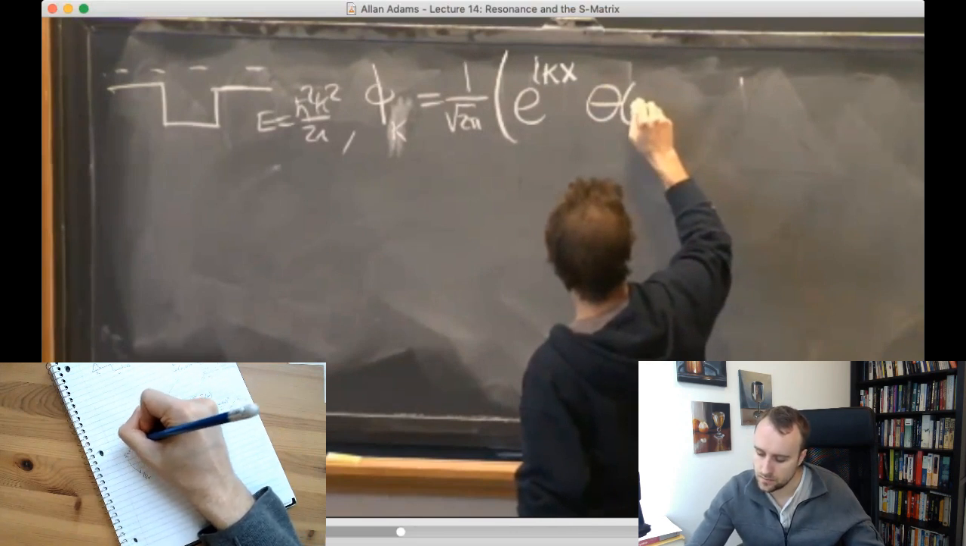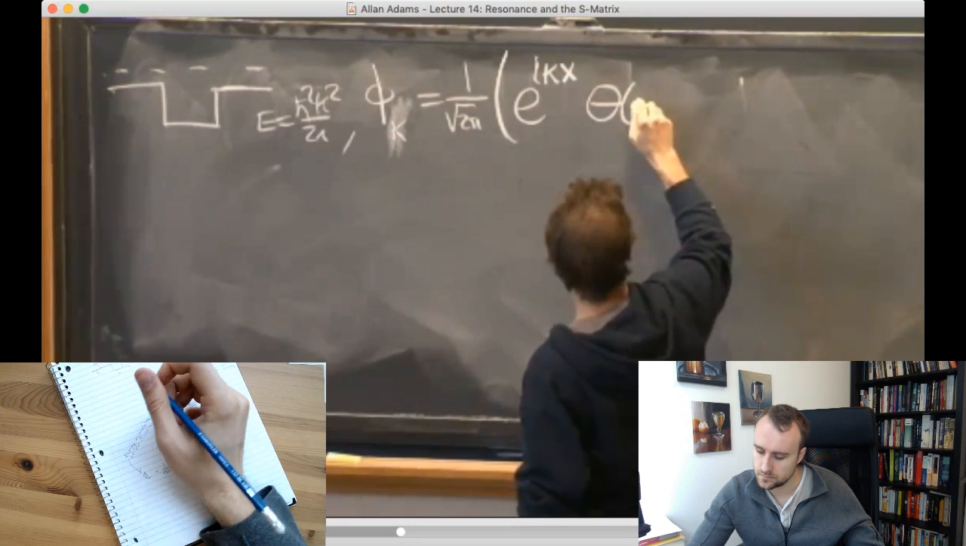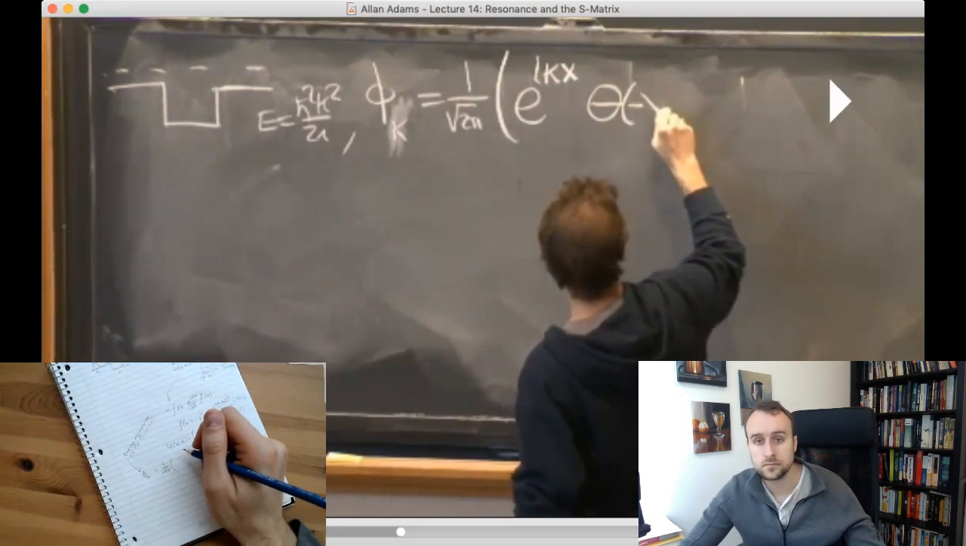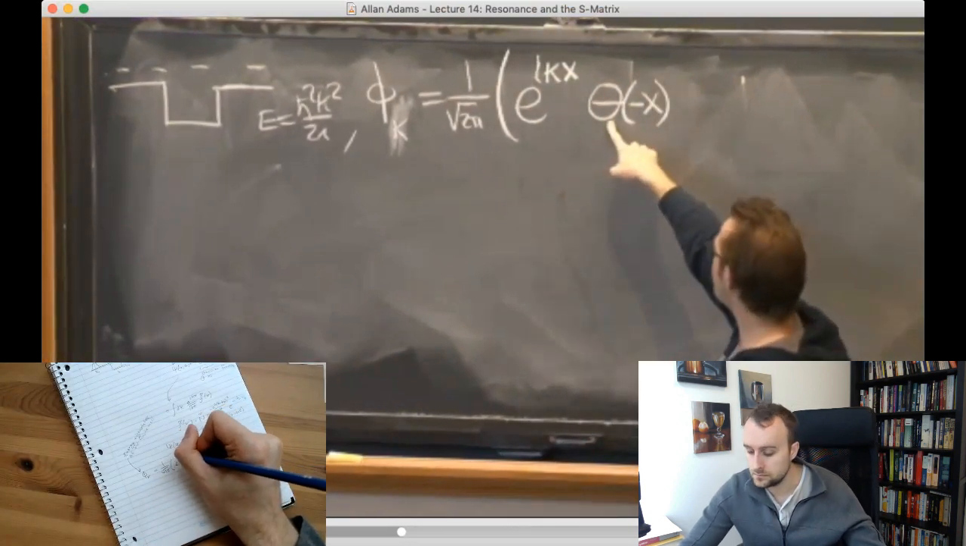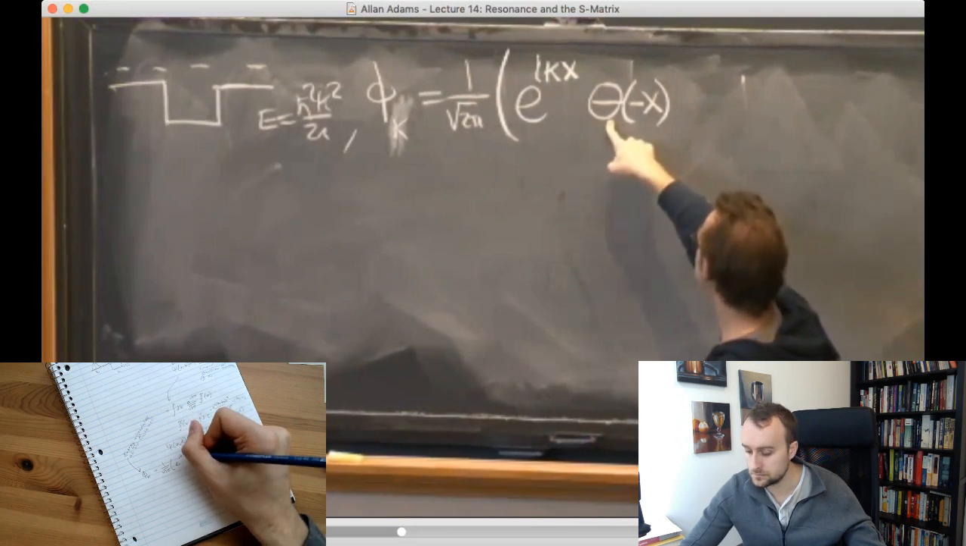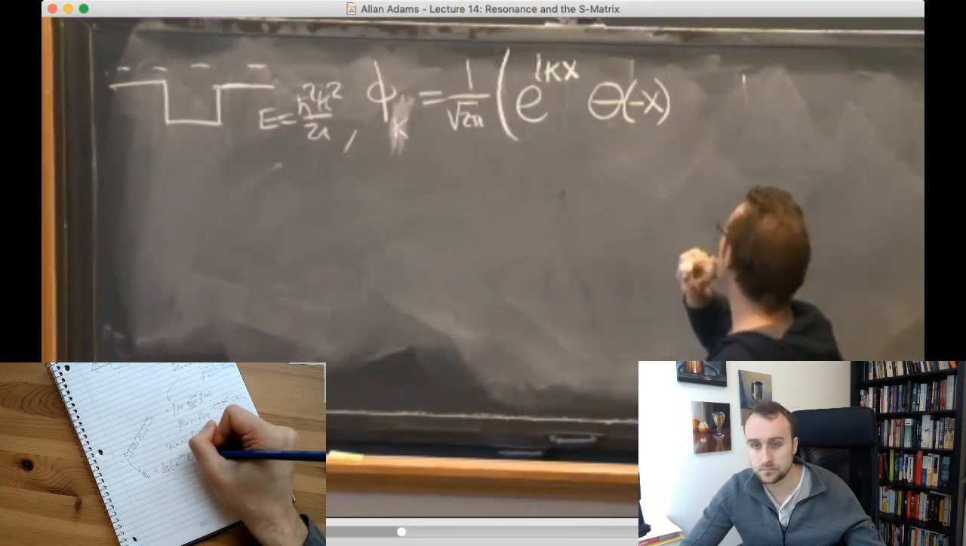Theta of minus x. This is the function which is 0 when its argument is negative and 1 when its argument is positive.